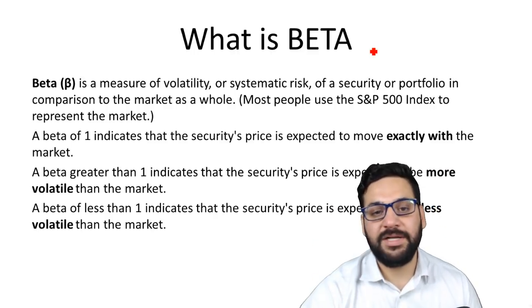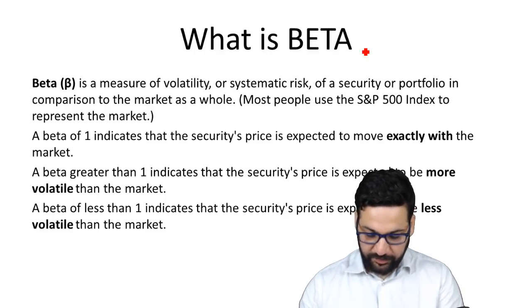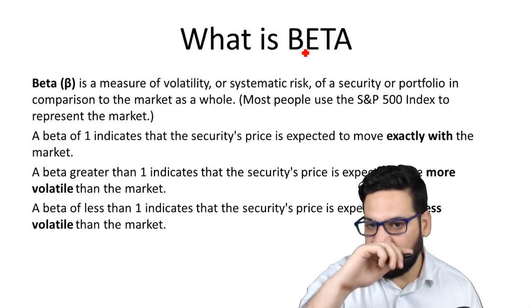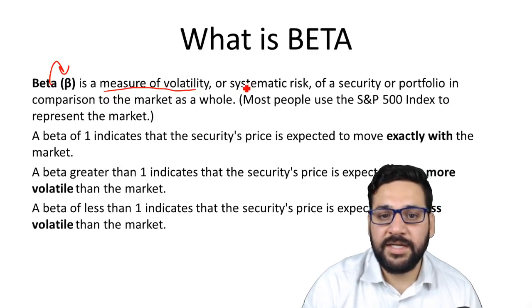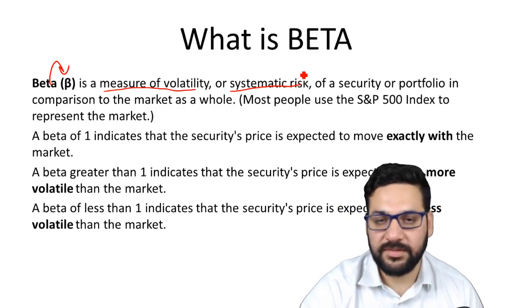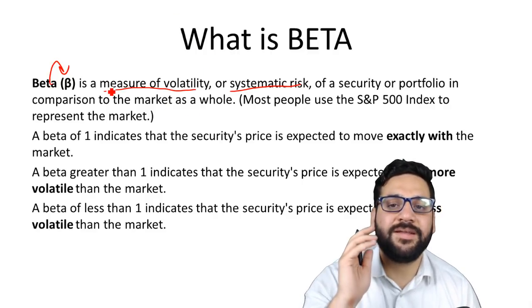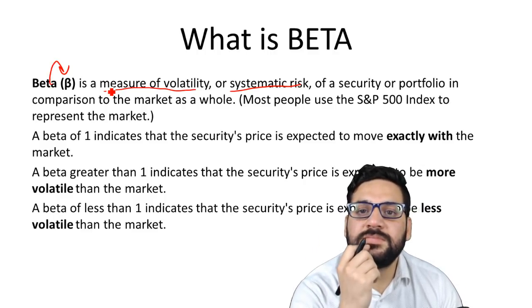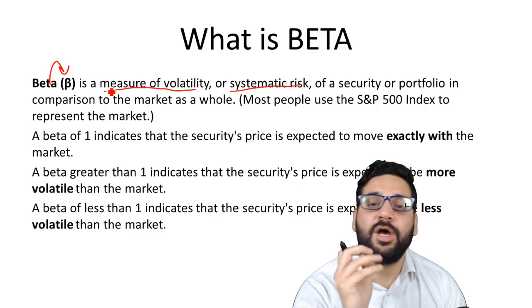So let's start with beta. What is beta? This is the symbol for beta. Beta is a measure of volatility or systematic risk of a security. There are different types of risk that I'm going to discuss in the next slides. So how do you measure the risk? Beta is a measure of volatility. That's how you measure the risk.